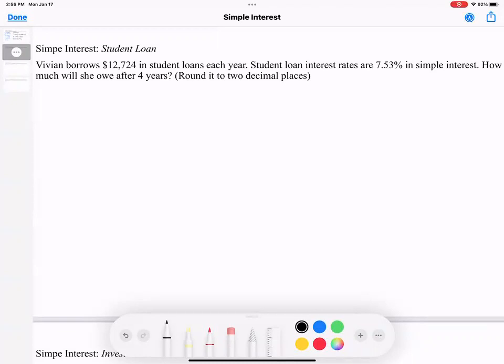Let's see it, right? It's still simple interest. Any government-issued or federal student loan will be simple interest, right?